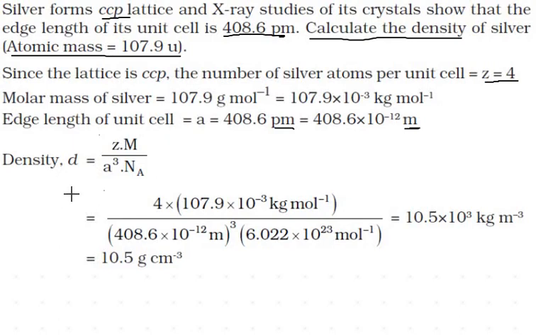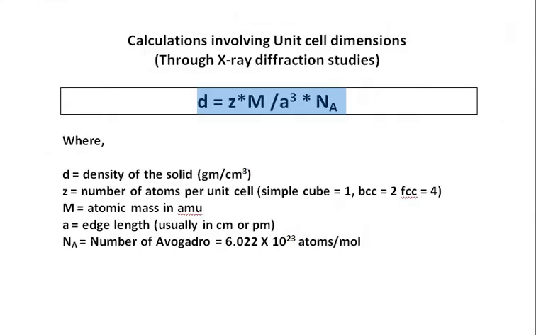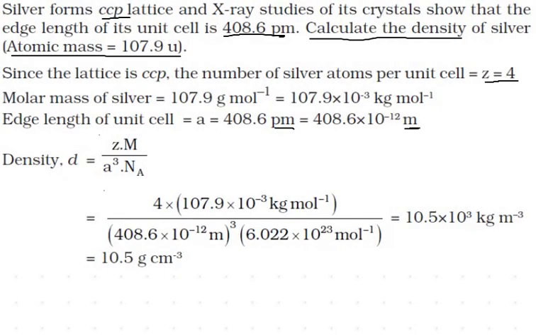Okay, so let us study. You have the formula, recall the formula. It says D is equal to Z into M divided by a cube into Na. So the same formula is written. D is equal to Z into M divided by a cube into Na. Z is equal to 4 because it's a CCP structure, so the value came from here.